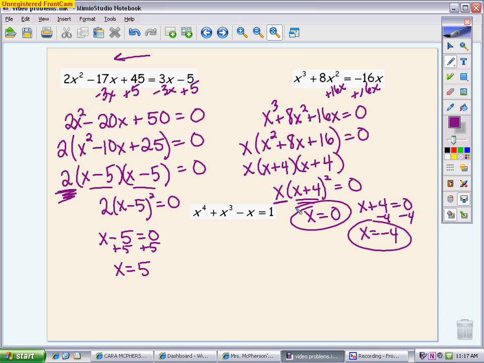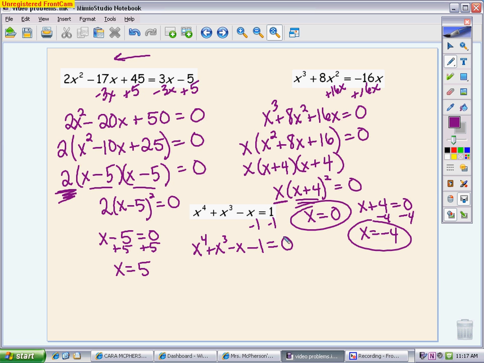I've got one problem left, and this one is also not in standard form, so I'm going to subtract 1 over here. So I've got x to the 4th plus x to the 3rd minus x minus 1. I'm going to first check for a greatest common factor, and if you look at these 4 terms, they have nothing in common. You might be tempted to think x, but that 4th term does not have an x in it.